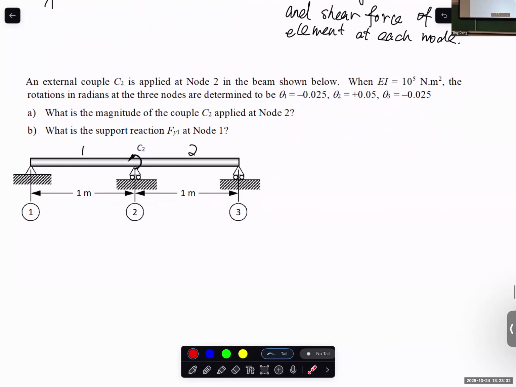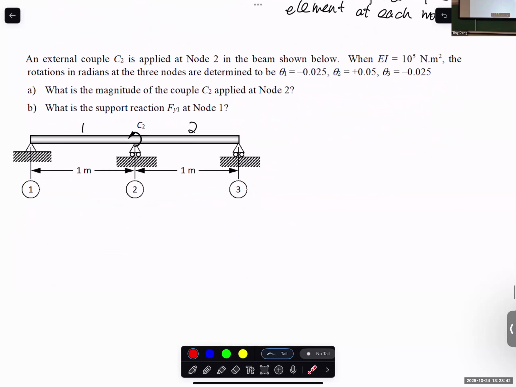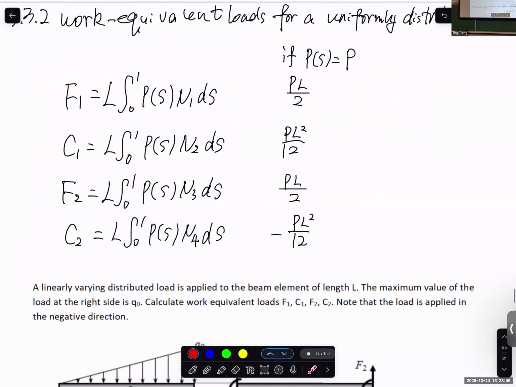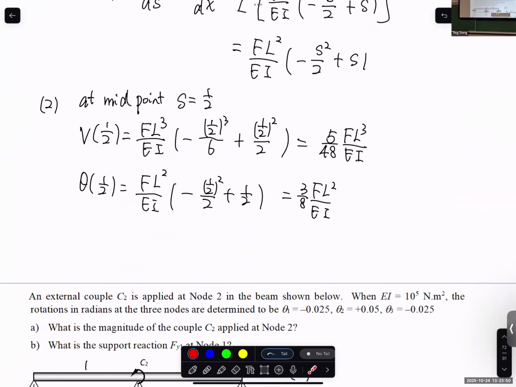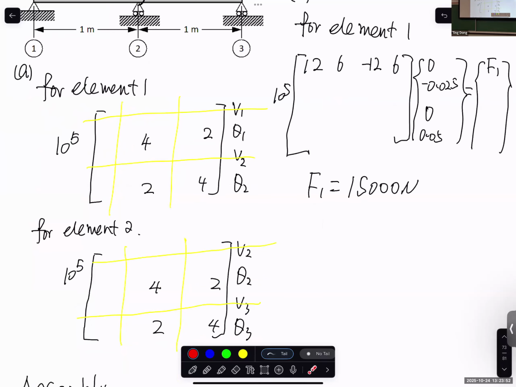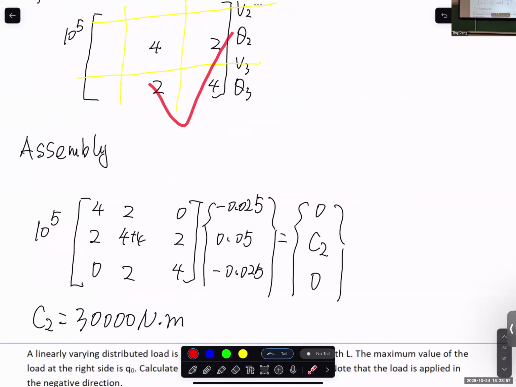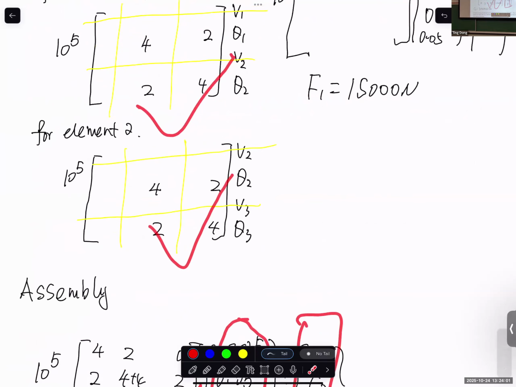So for the reaction support, you can go back to the element since it's asking about node 1. You can go back to the element matrix equation. You have the K for the first element, and you have all the node degree of freedom. So you can calculate reaction force. I can show you the solution here. K for element 1, K for element 2. Do assembly. This information is given. You need to calculate this one.